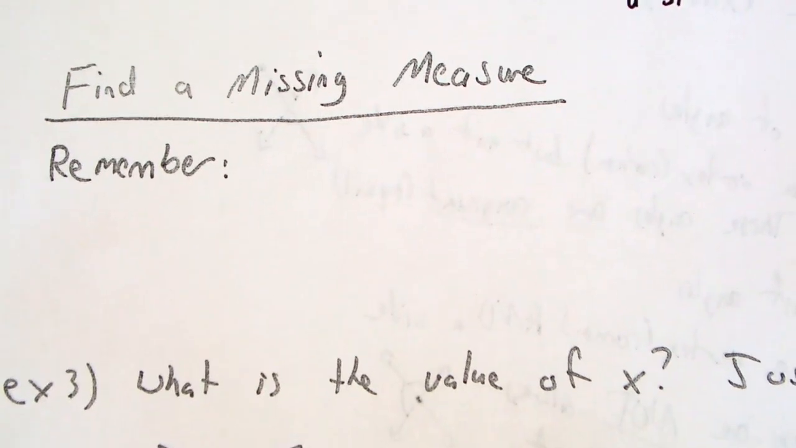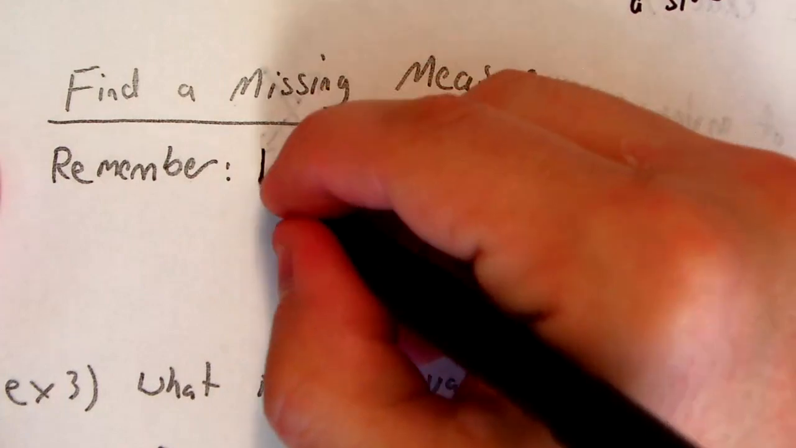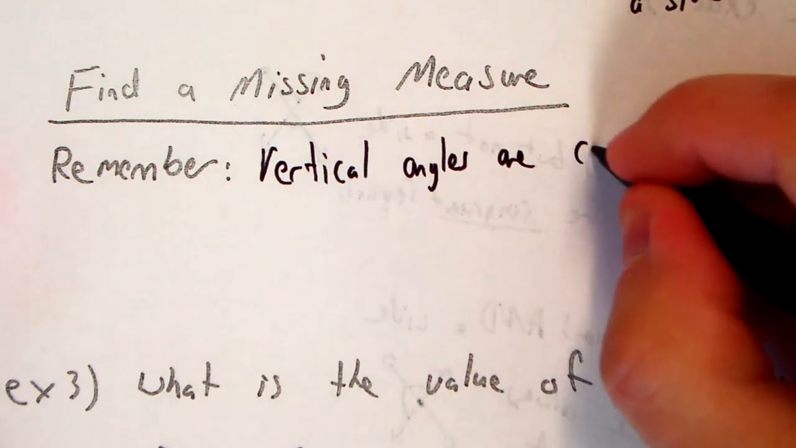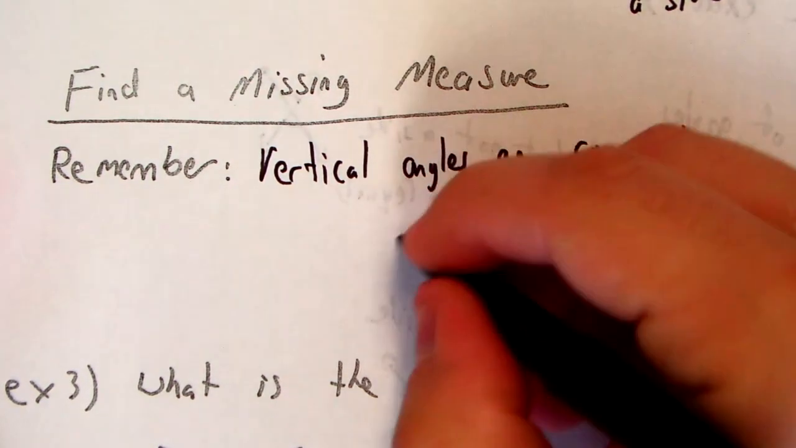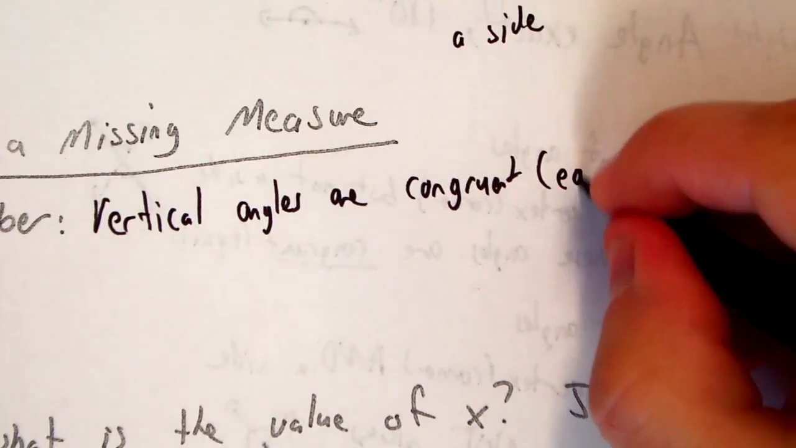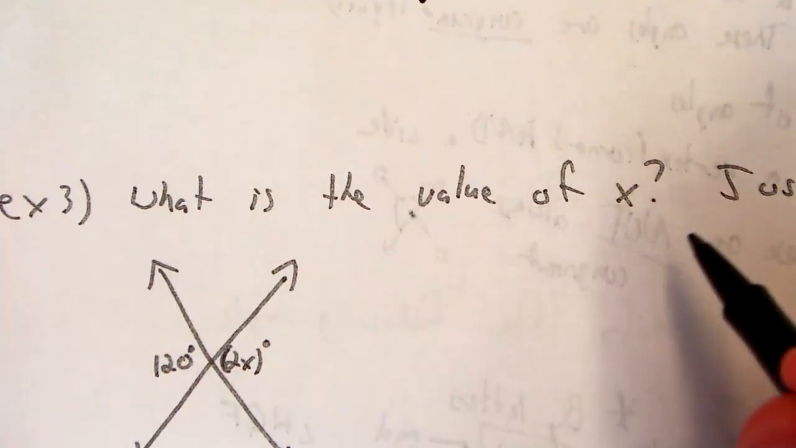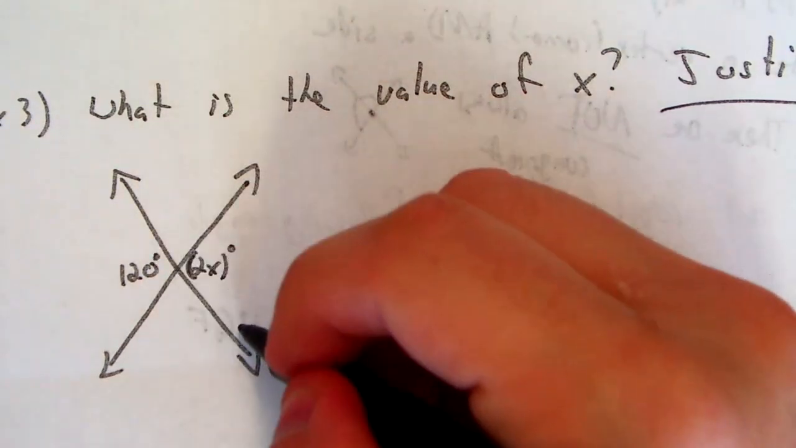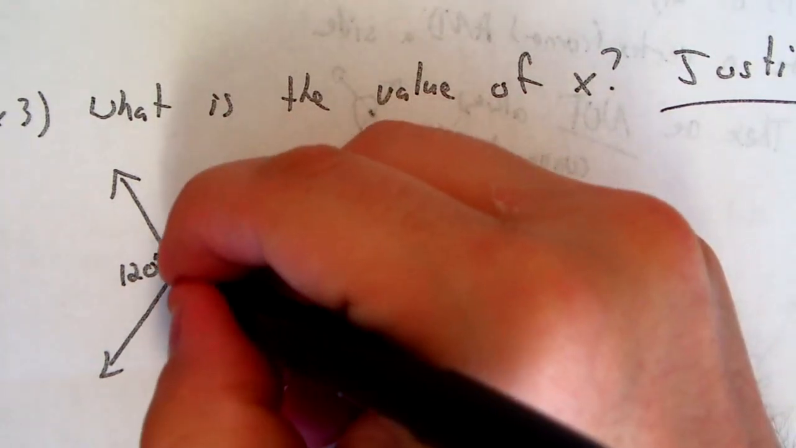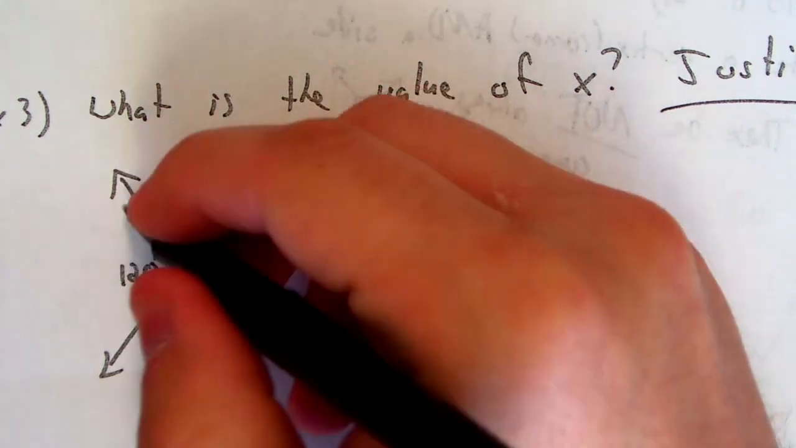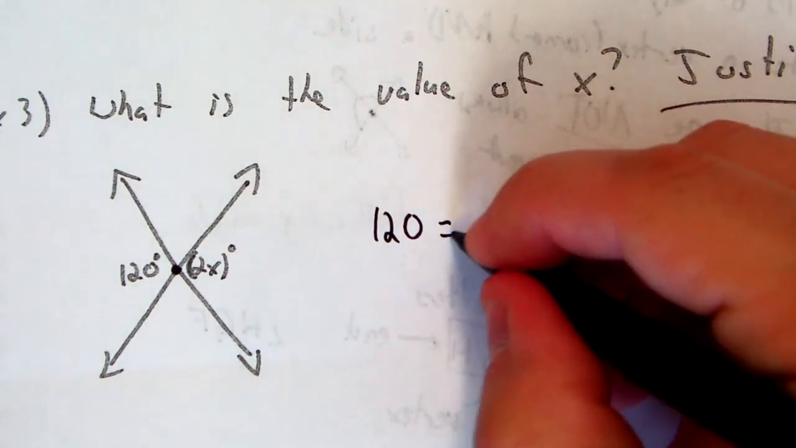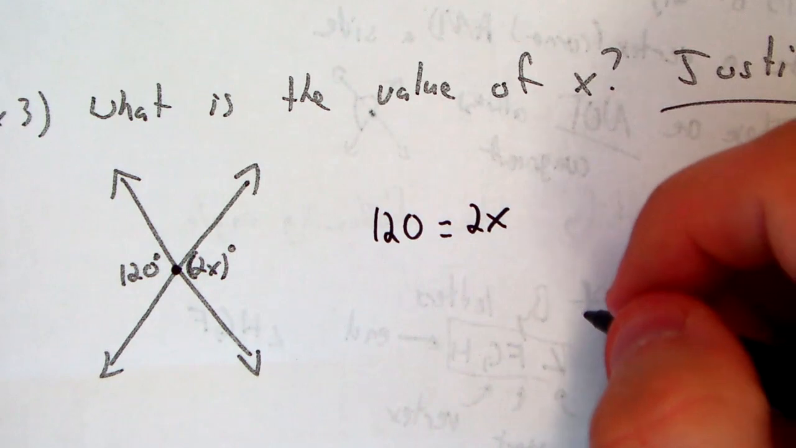Alright, so let's talk about finding a missing measure. So something to keep in mind would be vertical angles are congruent. And remember, that means equal. So if we look at example 3 here, it says, what is the value of x? And then it says to justify. So these 2 angles here, they're vertical angles. Here's the vertex. They're formed by 2 intersecting lines. They don't share a side, which means that they have to be equal to each other or congruent.